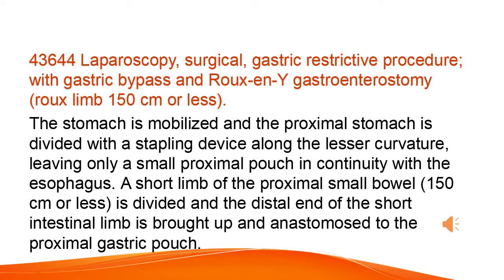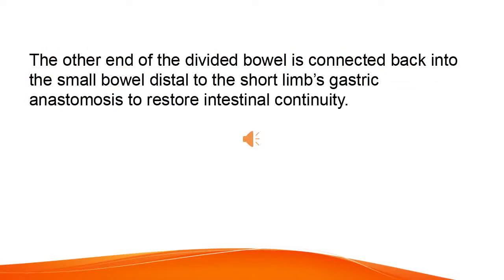A short limb of the proximal small bowel, 150 cm or less, is divided and the distal end of the short intestinal limb is brought up and anastomosed to the proximal gastric pouch. The other end of the divided bowel is connected back into the small bowel distal to the short limb's gastric anastomosis to restore intestinal continuity.